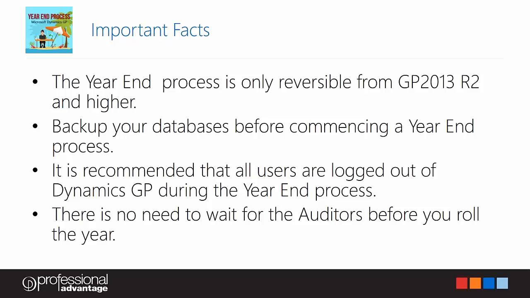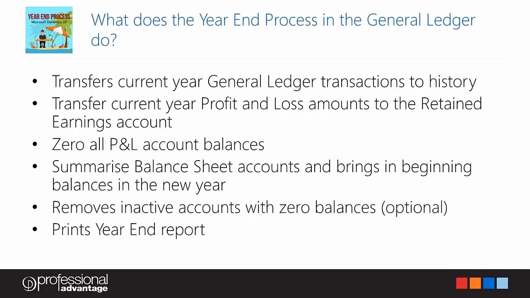So if you have multiple companies, you must at least have the users out of the company where you're doing the process on. Finally, you don't really need to wait for the auditors before you roll the year, because if you need to do any adjustments, you can still post to the most recent historical year and it will update the beginning balance automatically. So what does the year-end process in General Ledger do?